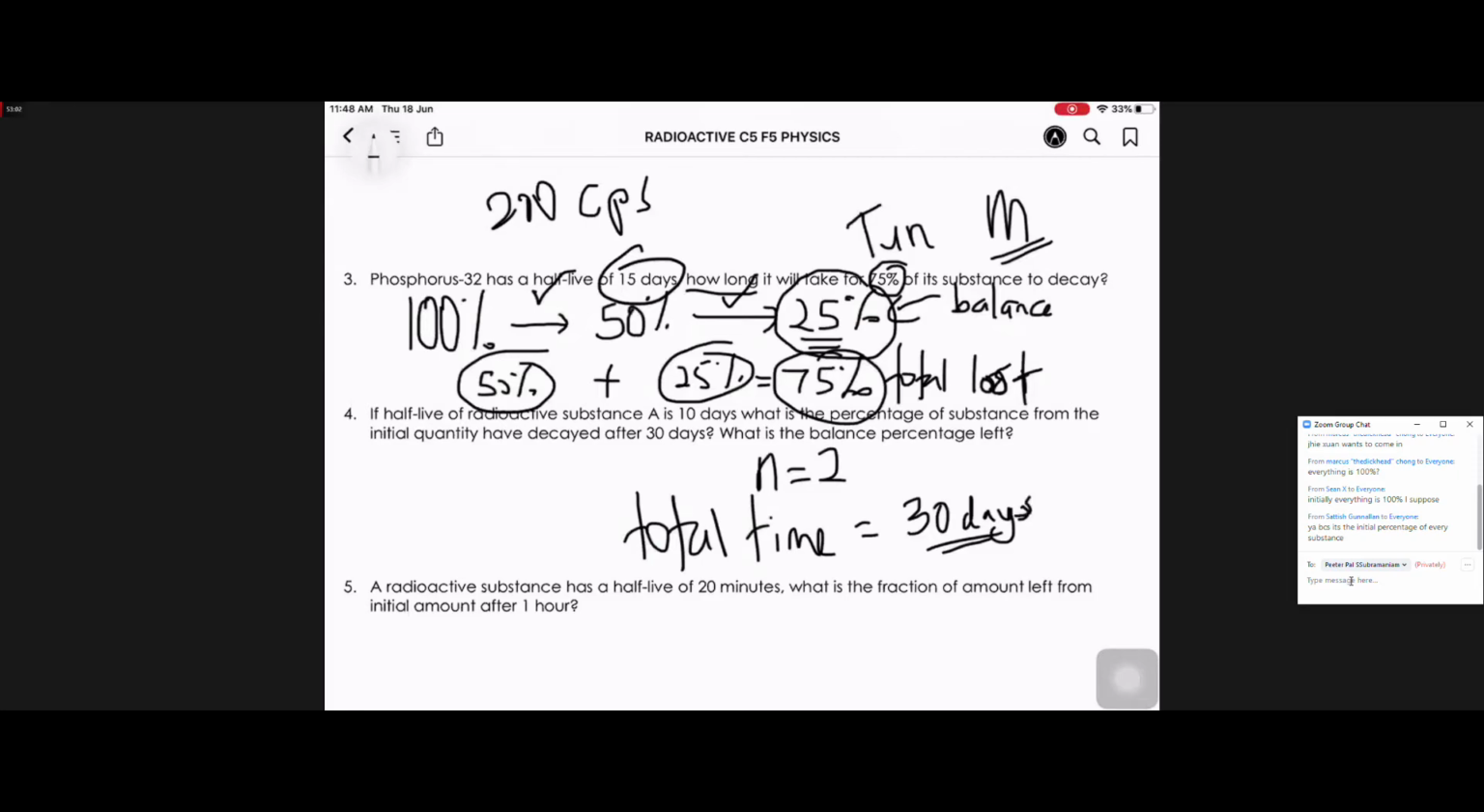So phosphorus-32, 15 days half-life. How long will it take for 75% to decay? 75% is gone already, so the remaining balance is only 25%. First half-life, 50% gone. Another half-life, another 25% gone. That's why total loss is 75%, balance is 25%. 30 days. Sean and Sean, the two brothers, do you understand now?